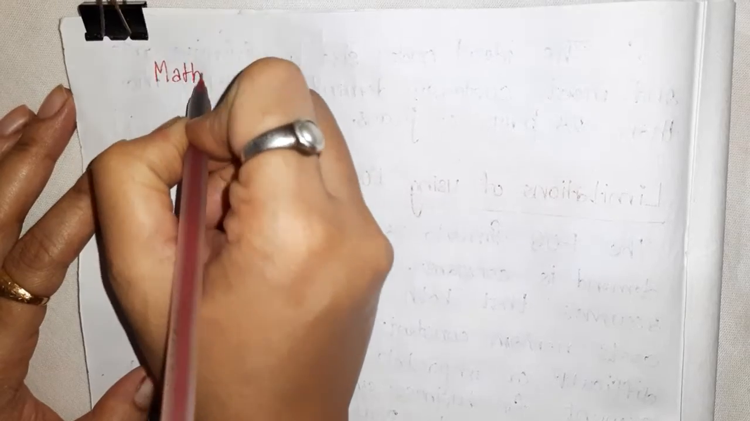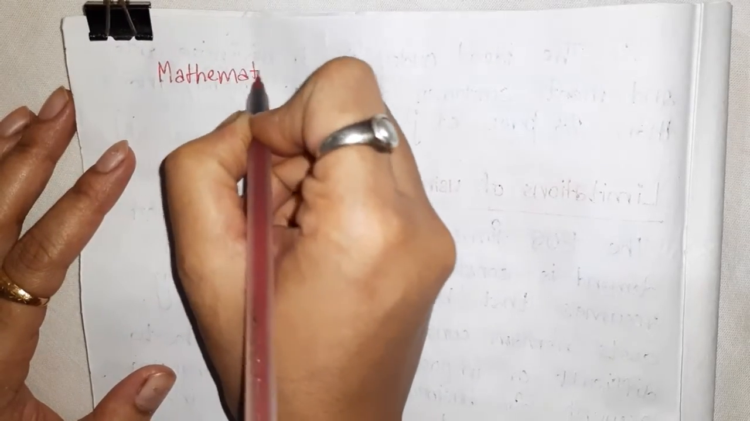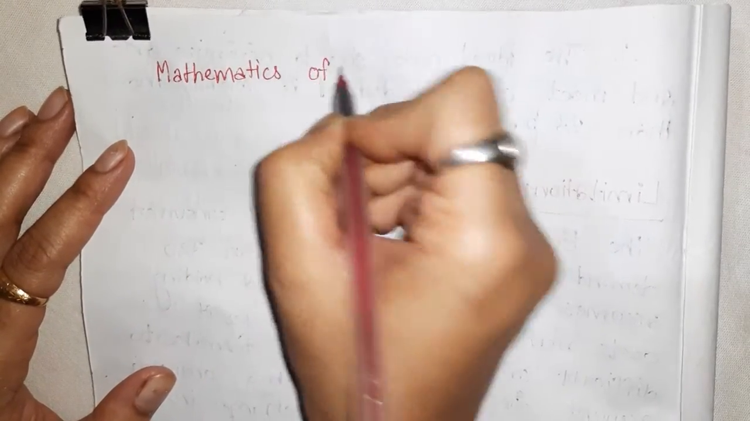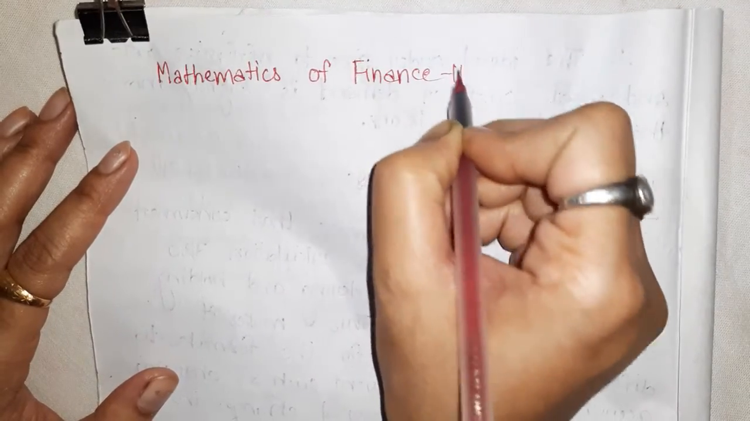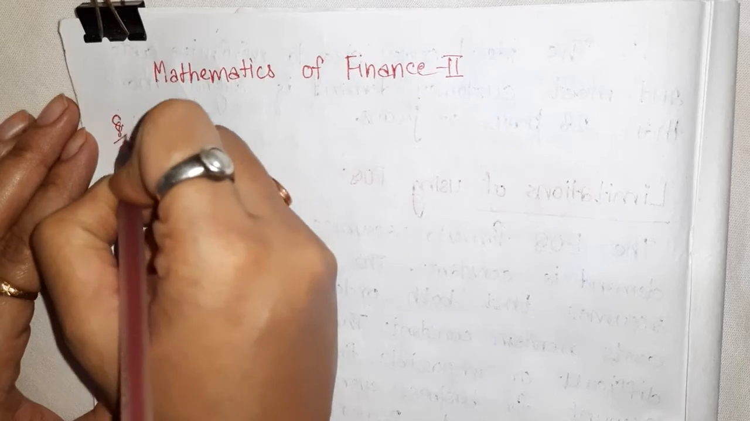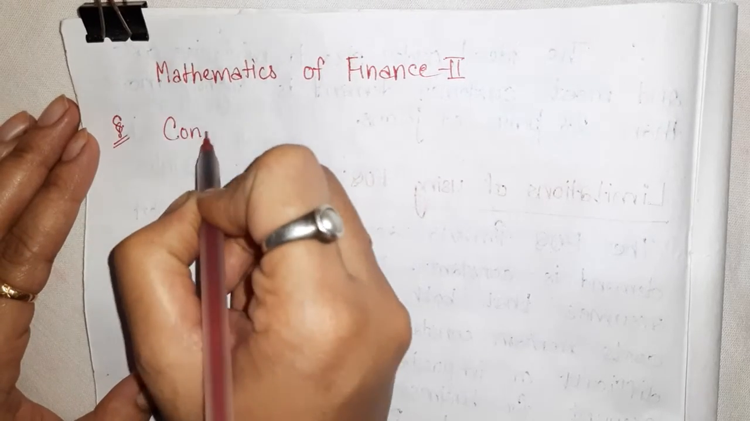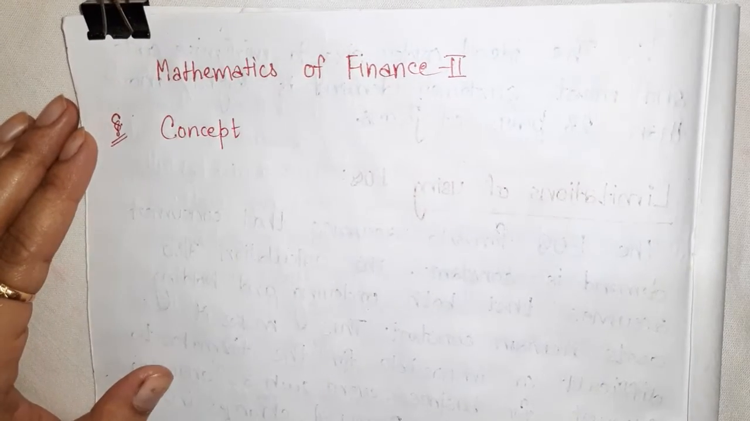Good morning, students. So, today we will do a new topic that we have left in the unit Mathematics of Finance, part 2. And the topic is mixture, concept of mixture and its example. It is related to the ratio and proportion.